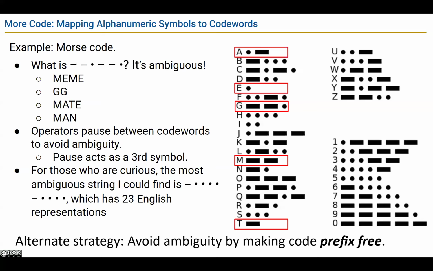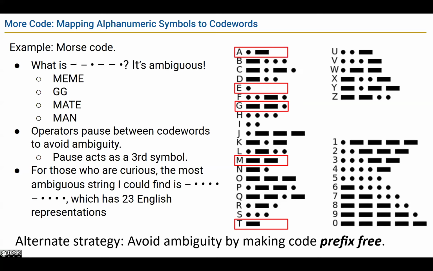It's ambiguous what word we're referring to, which is bad for a compression algorithm. If this dash dash dot can be unambiguously assigned one of these 4 things, then this isn't a valid compression algorithm. We've lost information somehow.